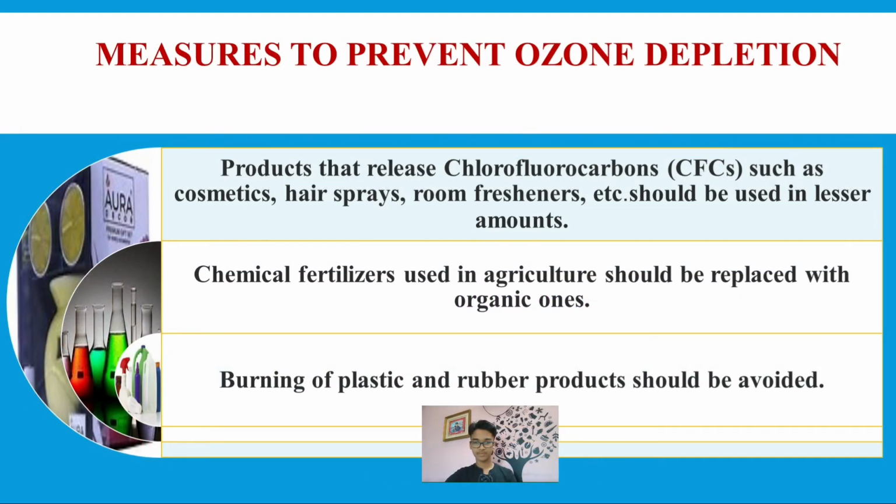Now, measures to prevent ozone depletion. Products that release chlorofluorocarbons, CFCs, such as cosmetics, hairsprays, room fresheners, etc., should be used in lesser amounts. Chemical fertilizers used in agriculture should be replaced with organic ones. Burning of plastics and rubber products should be avoided.